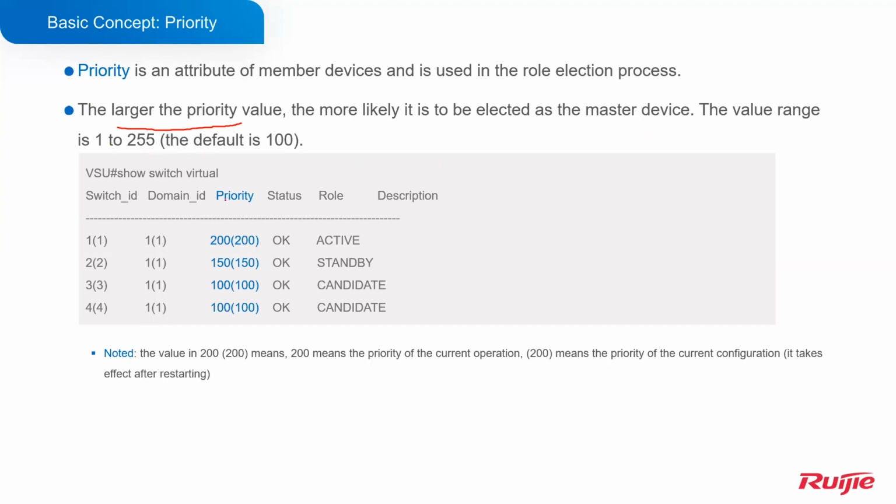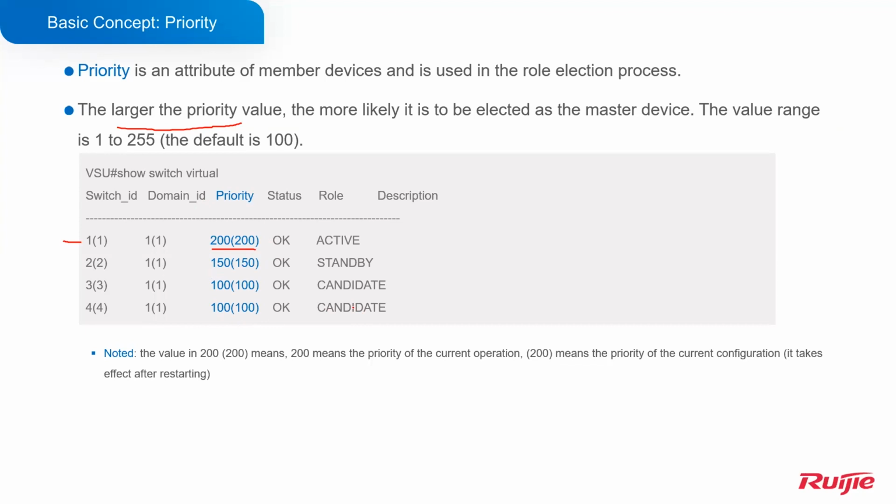For example, in this example, we want switch 1 to become active, right? Active means the master. So you can change the priority to 200. The highest, 200, will become the master. The second one will become the standby, and the rest of them will become candidates. So this is the priority. And pay attention.